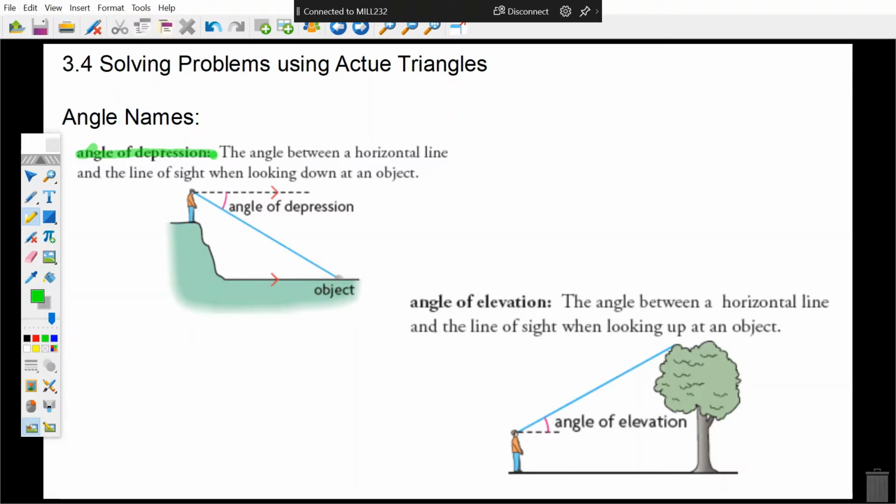So if this guy's standing here, he is looking down at this rock on the ground. This angle, as he looks down, is the angle of depression. Okay?